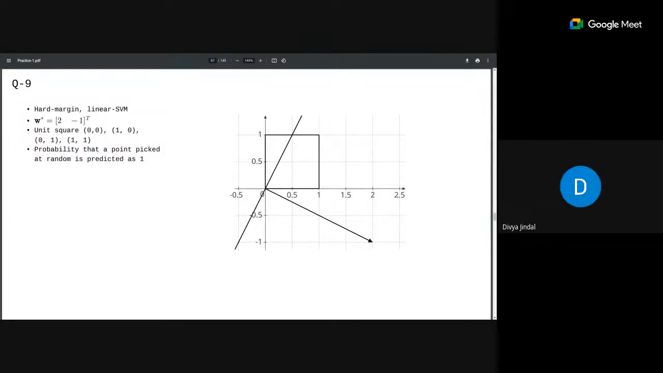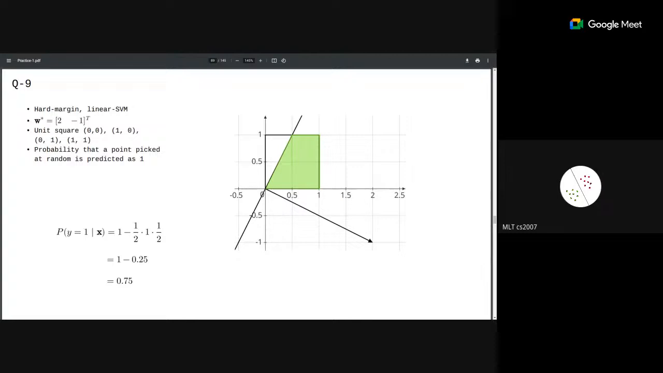Which area are we interested in? The one below the line, on the right. This entire region will be green, but we are only interested in the part of the square that is green. One way to compute the area is to take the square's area and subtract the small triangle. So it is 1 minus half into base into height, which is 1 minus 0.25, giving 0.75.